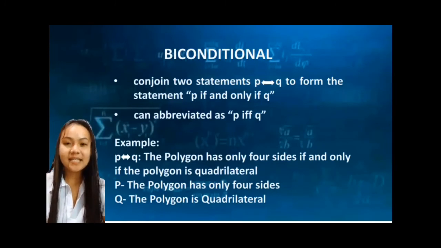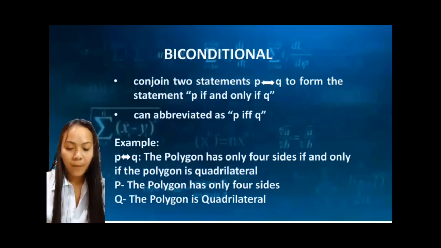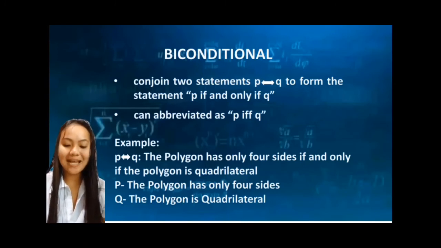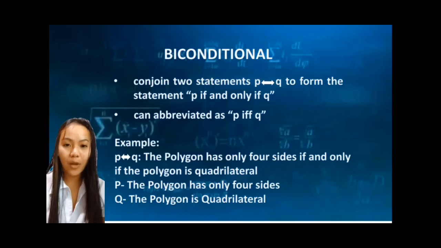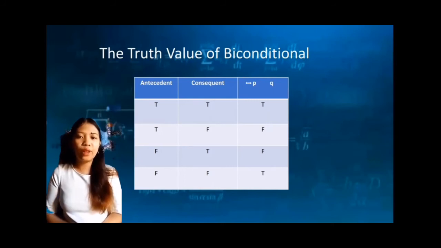Biconditional statement. It is the logical statement used to conjoin two statements P and Q to form the statement P if and only if Q, where P is known as the antecedent and Q is the consequent. This is abbreviated as P if and only if Q. For example, the polygon has only 4 sides if and only if the polygon is quadrilateral. So what is the truth value of biconditional?